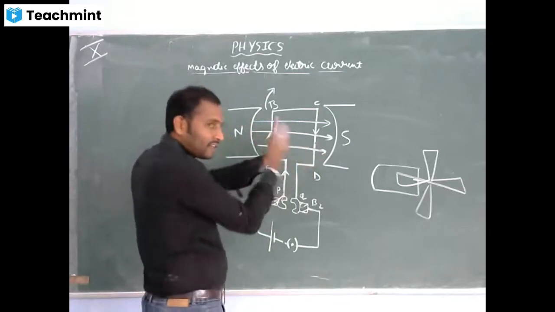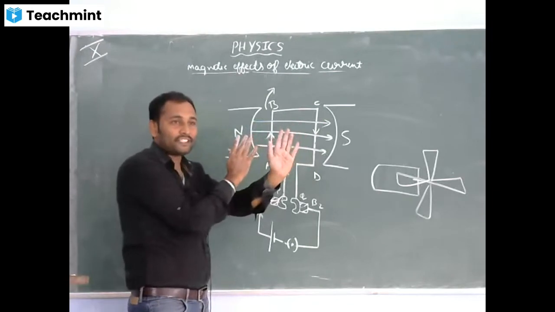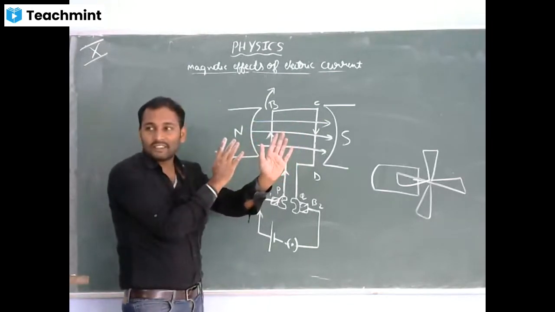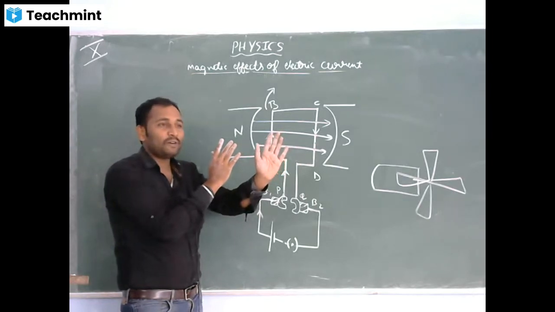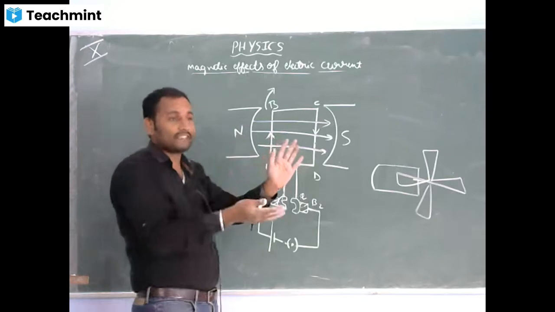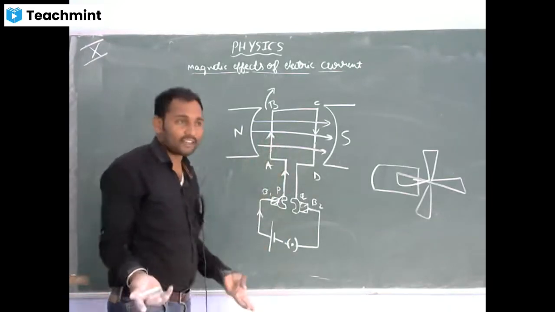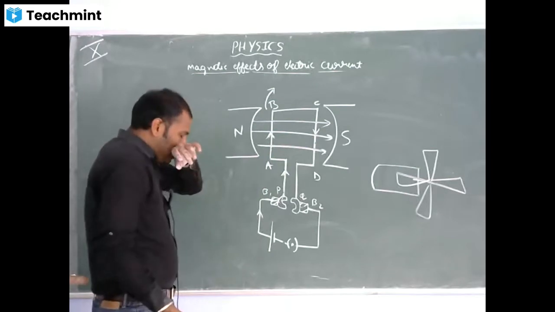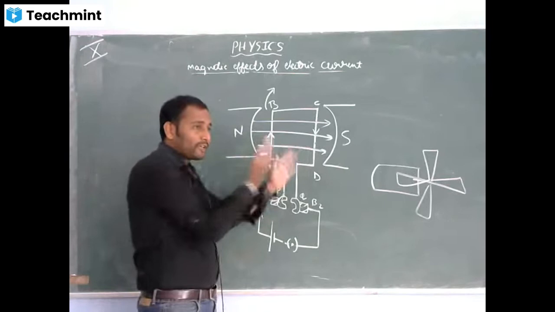Due to the moment of inertia, it will make a complete rotation. You know moment of inertia? What is moment of inertia? It is the tendency of a body to remain in the state of rest or to change the state of rest. There are three types of inertia: inertia of direction, inertia of motion, inertia of rest. Now what happens due to the inertia? It will make a complete rotation.